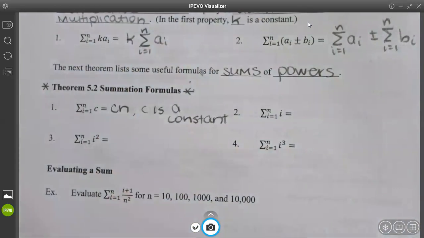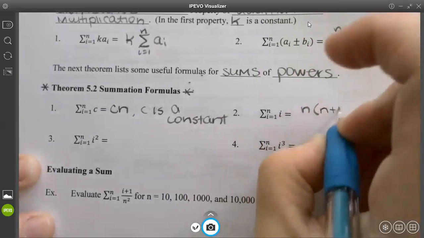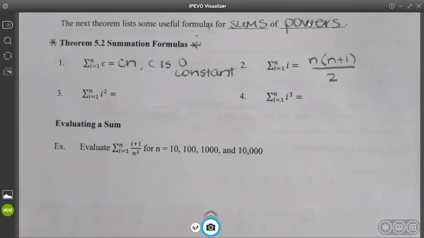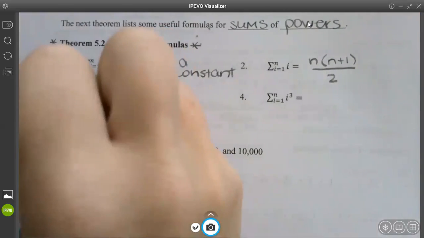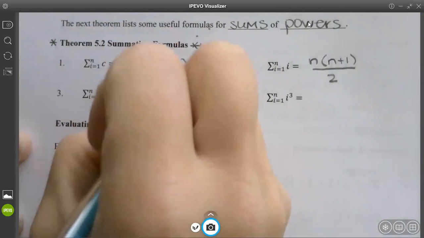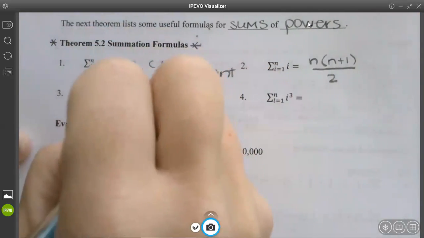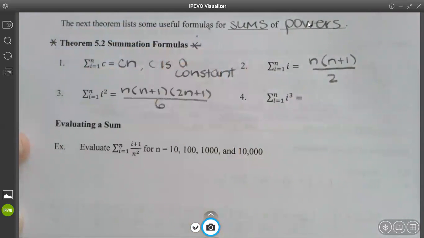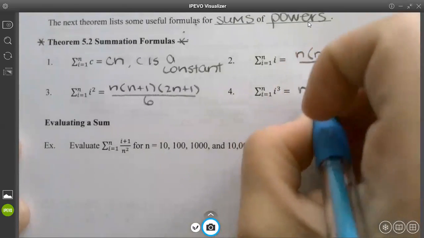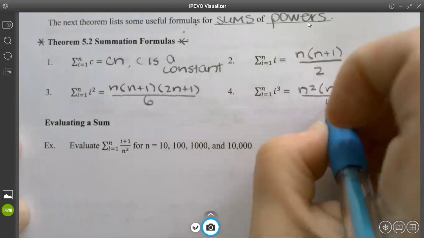All right, the second one, the summation of I, is going to be n times n plus one over two. The summation of I squared is n times n plus 1 times 2n plus 1 over 6. And then I cubed is n squared times n plus 1 squared over 4.